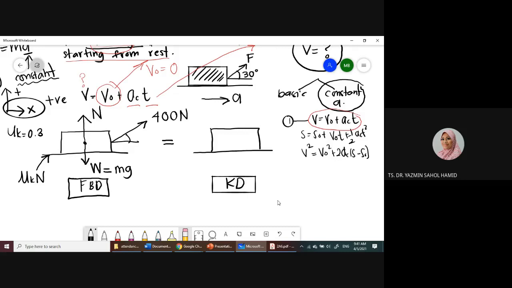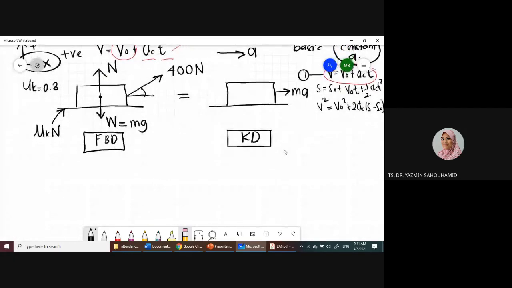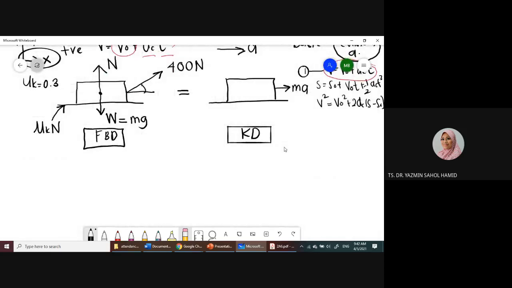So our direction of ma will be like this. Okay? That's why I start with a very simple example. Later on, when you start doing a lot of tutorials, examples or final exam questions, you will get used to it. Am I okay?